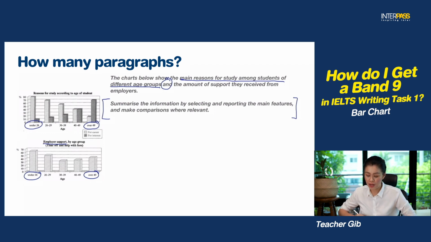Summarize the information by selecting and reporting the main features. This point is really important because we cannot put everything into 150 words. So it's our duty to select the most important points, yet cover all the points of the graphs. So, selecting and reporting the main features and make comparisons where relevant. And do not forget to compare the data that is relevant.